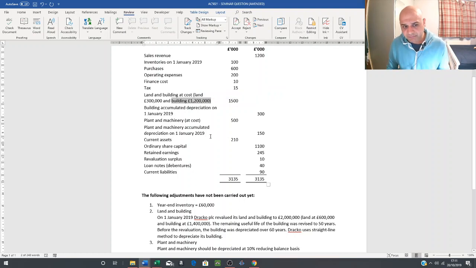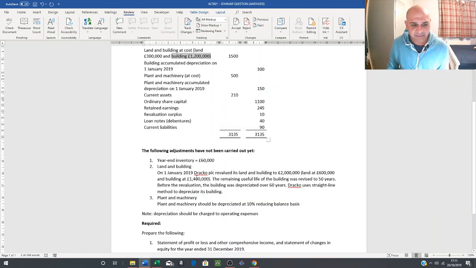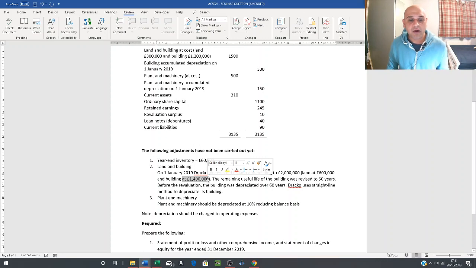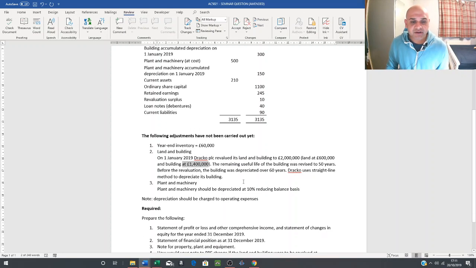So put them together, 1.5 million. Now that land and building, the property, was revalued to 2 million pounds. Land is going up to 600,000 and building is going up to 1.4 million. The remaining useful life of the building was revised to 50 years. Okay. Now, before the revaluation, the building was depreciated over 60 years. Draco uses straight line method to depreciate its building.